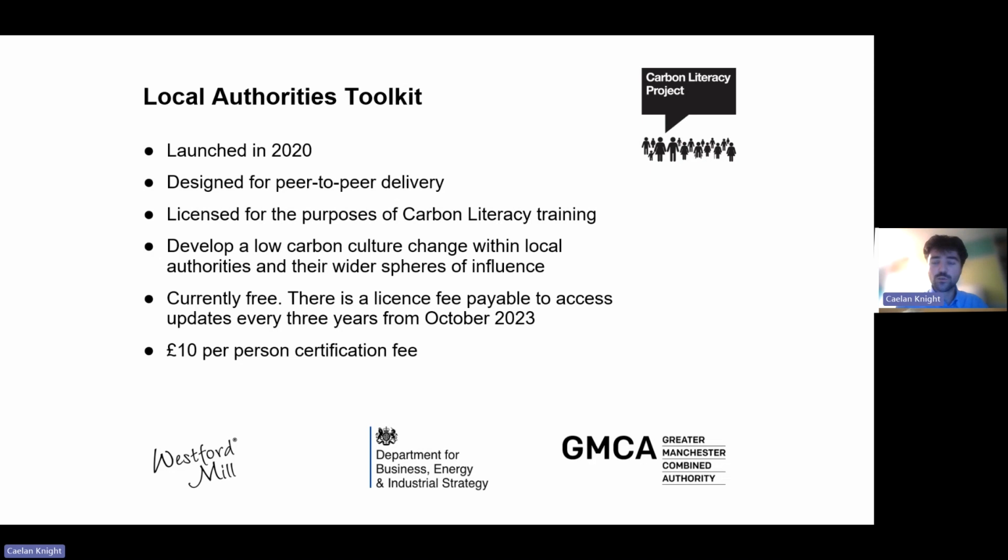Each individual that attends training needs to commit to their individual and their group pledge. These are required to be written out and then submitted to the Carbon Literacy Project for approval. If they meet the criteria that we set out, then each learner is issued with a certificate to say that they are carbon literate.